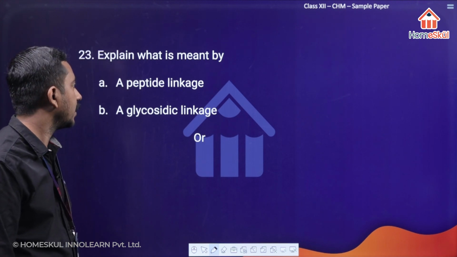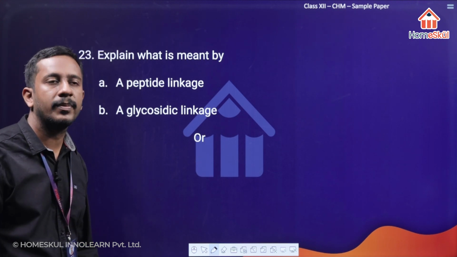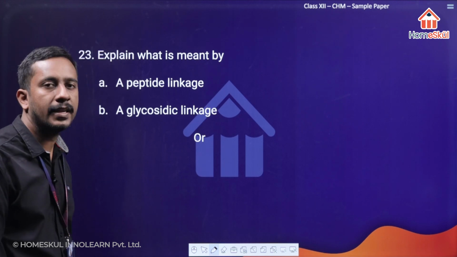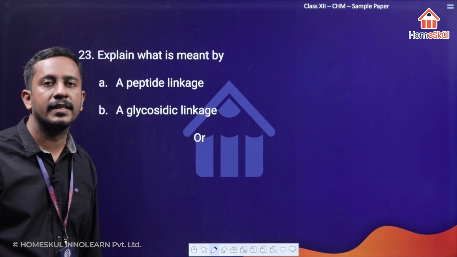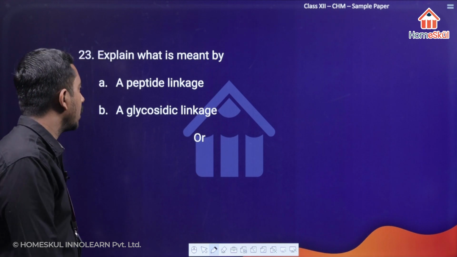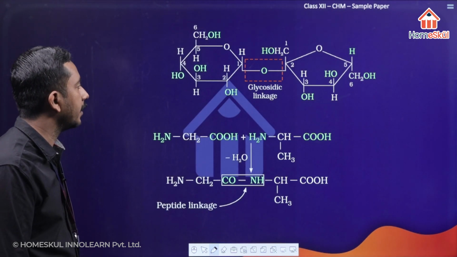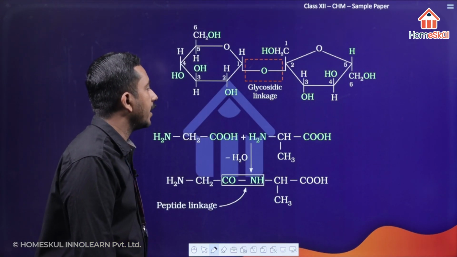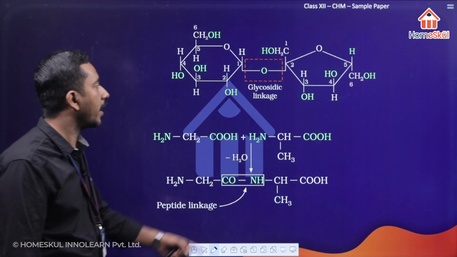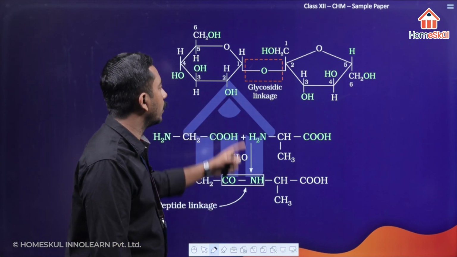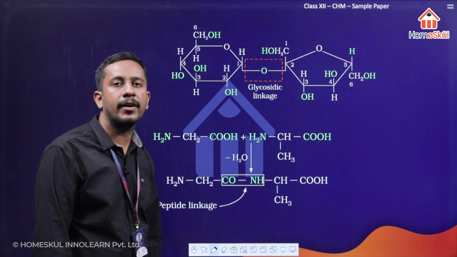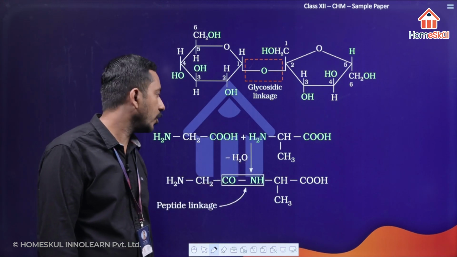A peptide linkage is something that happens in the case of polypeptides or proteins, and a glycosidic linkage happens in the case of polysaccharides or disaccharides, right? So let us see the linkages. The glycosidic linkage is a linkage via an oxygen atom where two monosaccharide units are combined together to form a disaccharide unit.